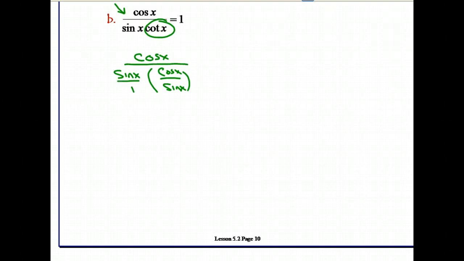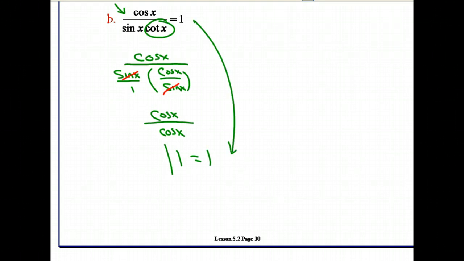And maybe now you start to see your way through this problem. What happens on the bottom of the fraction? Sines just canceled out. What am I left with? Well, I'm left with a cosine on the top. And in the bottom, I'm left with a cosine. Wait a minute, what's cosine divided by cosine? It's 1. And once your left side equals your right side, you have verified the identity.